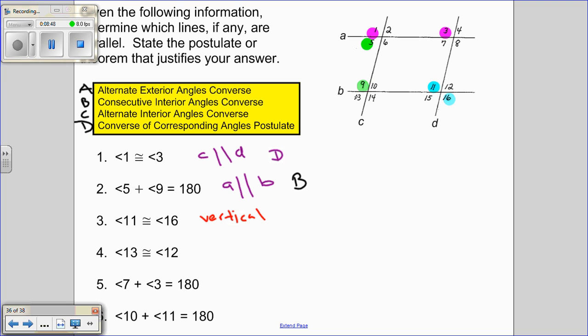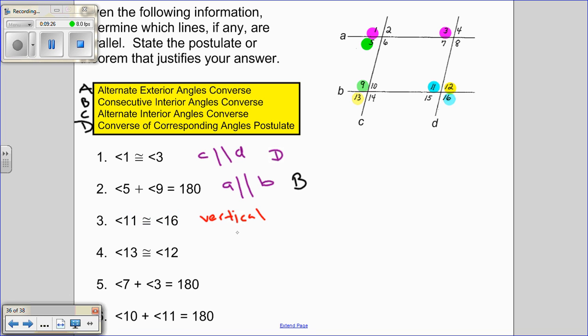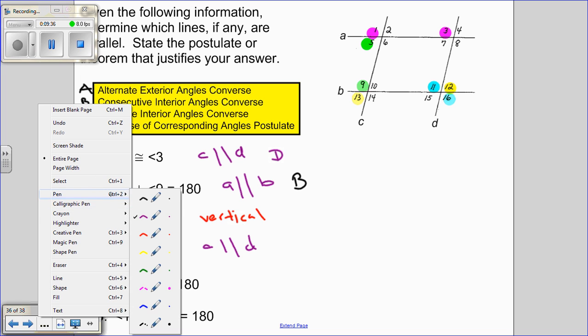All right, angle 13 here and angle 12. So the line that would be the transversal in that situation would be line B. And so we're trying to prove that C and D are parallel. Well, 13 and 12 are alternate exteriors because they're on opposite sides of B and outside of C and D. So since they're alternate exterior, they are congruent, and that proves that line C is parallel with line D, because of the alternate exterior converse, or what I called A.